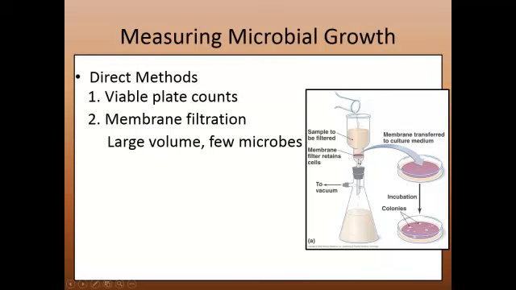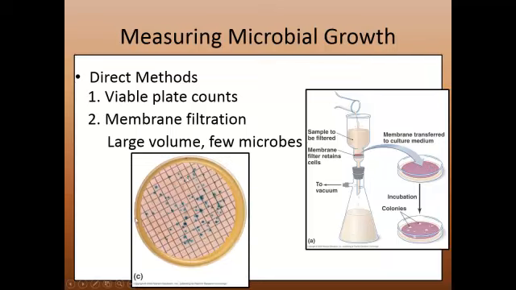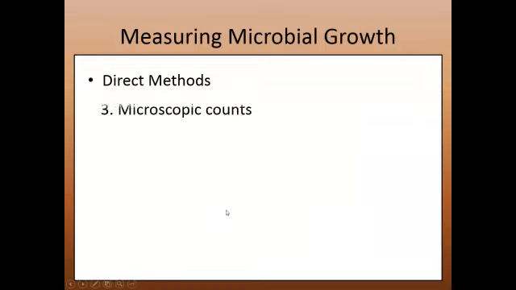You remove your membrane filter and you put it on media to feed them, and you get colonies growing. And it looks like this, especially if you put in an indicator that turns the colonies this lovely blue color. Another direct method would be direct microscopic counts. This is where you're taking a look at the individual cells, and of course you have to use the microscope.